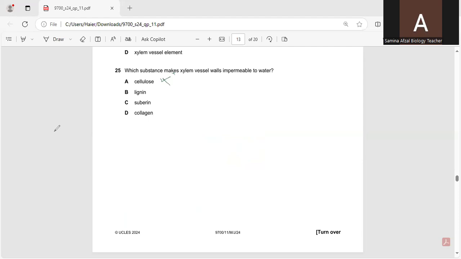And suberin is also not, collagen will not. Only lignin is there in the walls of the xylem, which makes it impermeable to water. So lignin, the process of lignification will help the xylem to become impermeable to water. So B is the correct option.